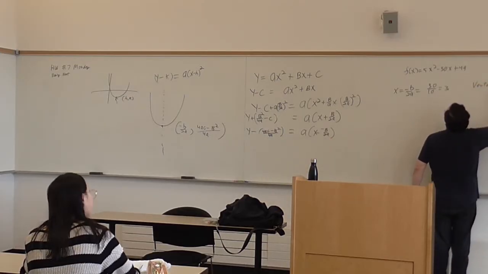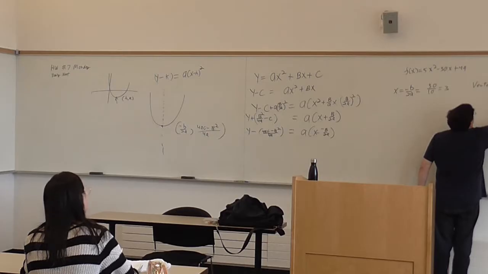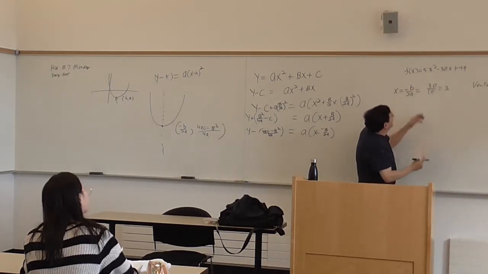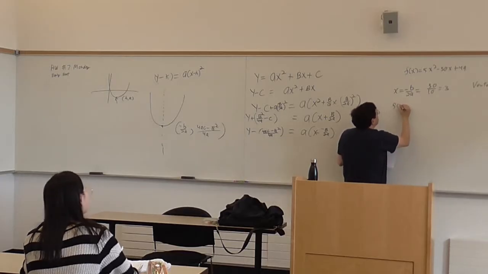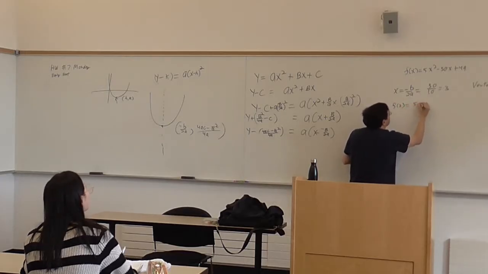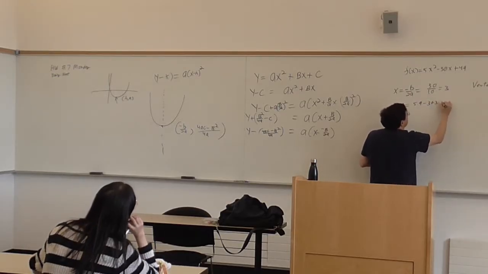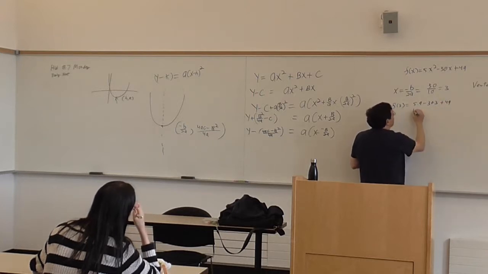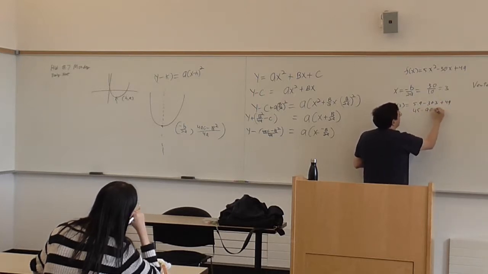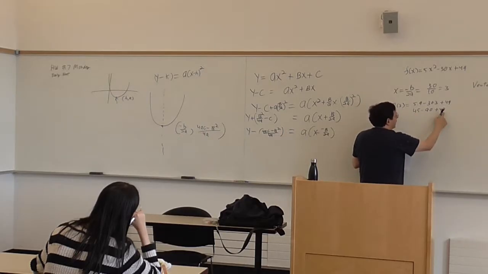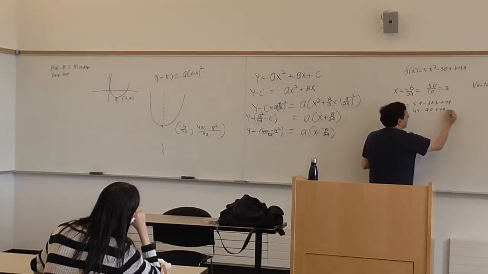Vertex is at (3, well, 3 comma what? I plug it in, plug in 3, it's going to be 5 times 9 minus 30 times 3 plus 49, so 45 minus 90 plus 49. 45 plus 49, that's 94, minus 90 is just 4.